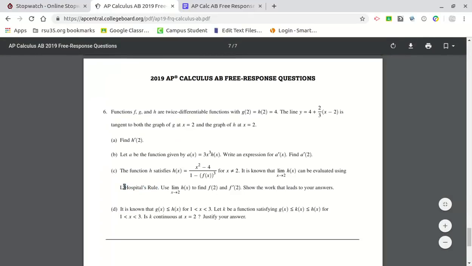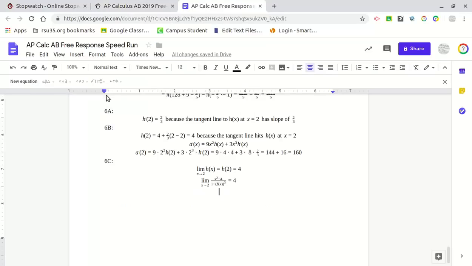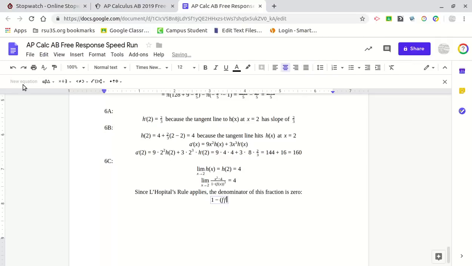Okay, so we want to find f of 2 first. If L'Hopital's rule applies, that means the numerator is 0, which we can check. 2 squared minus 4 is 0, and the denominator is 0. So if I plug in 2 for this denominator, it should be 0. Since L'Hopital's rule applies, the denominator of this fraction is 0. So 1 minus f of 2 cubed is 0, because when I plug a 2 in, I should get 0 over 0. If I solve for f of 2, I get f of 2 equals 1.